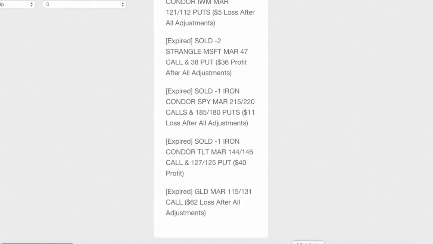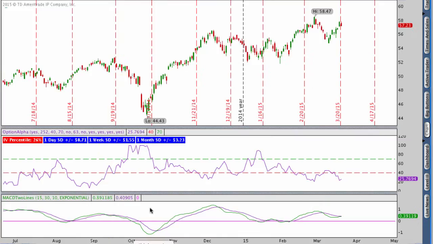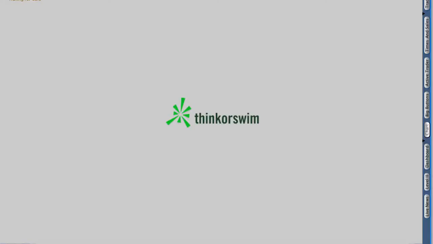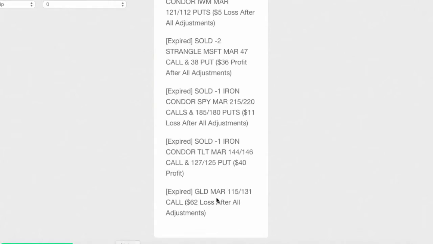Our TLT position, this is really cool. TLT actually did come back full circle between our strikes, the 144, 146 call spread and the 127, 125 put spread, for a $40 profit. I do want to just quickly see if I can load up this chart here for TLT, because I think it's really key to see that the stock really wasn't where we wanted it to be for part of the month, but we just had to let it go and let the probabilities work themselves out.